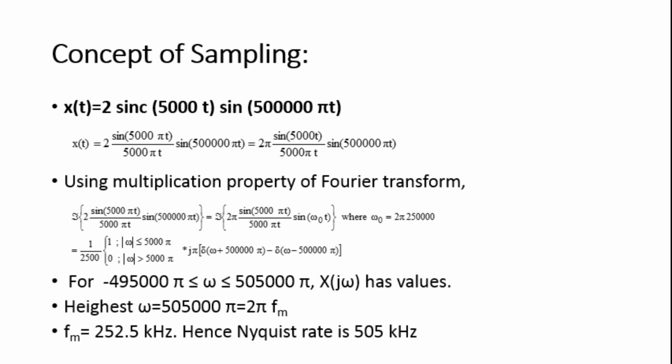For minus 4,95,000 pi less than or equal to omega less than or equal to 5,05,000 pi, x of j omega has values. Highest omega is equal to 5,05,000 pi, which is equal to 2 pi into maximum frequency. Therefore, maximum frequency is 252.5 kilohertz. Hence, Nyquist rate is 505 kilohertz.